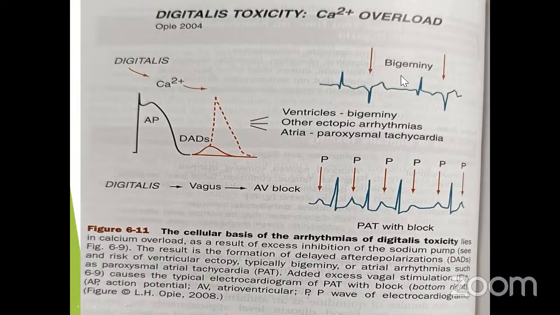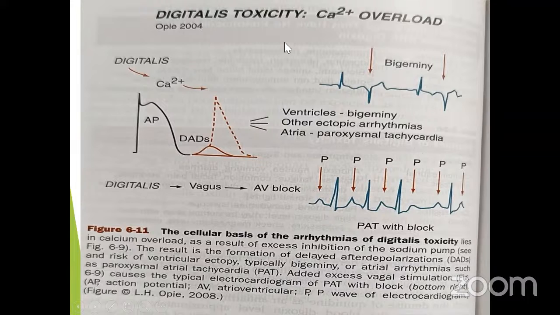What do you mean by bigeminy? Normally, the heart should beat like one Shatabdi Express. Dug, dug, dug, dug, dug. But with bigeminy, what happens? Dug, dug, dug, dug, dug, dug. That is bigeminy, where one beat will escape. So there will be ventricular bigeminy, then arrhythmias, then lastly there will be ventricular arrhythmias totally. And because simultaneously it is stimulating vagus also, it can go to bradycardia.